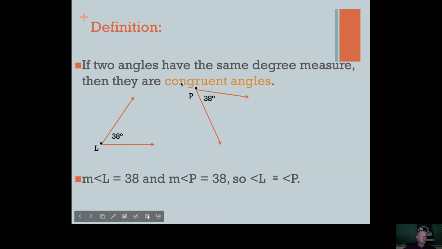Now, here's the new stuff. Angles can be congruent too. Two angles that have the same degree measure are congruent angles. So here's angle L and here's angle P. They're congruent because they both have a measure of 38. So since that number matches, these two angles are congruent. And here's how you would write it. Angle L is congruent to angle P.